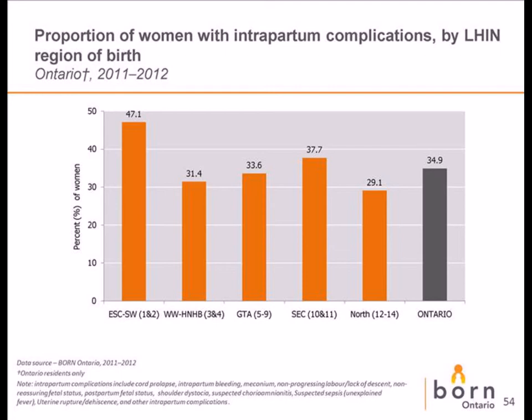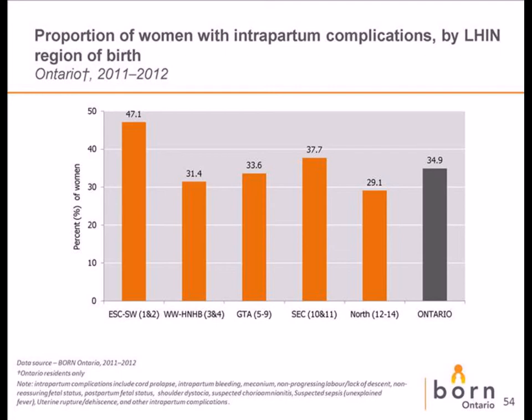And this is the proportion of women with intrapartum complications by LHIN region. So again, we've grouped these ones by LHIN regions. You can see it goes from the southwest part of the province to the central west, central, GTA, southeast, Champlain, and north, and then the rate for the province. So lots of women having complications, and you can see those listed below.